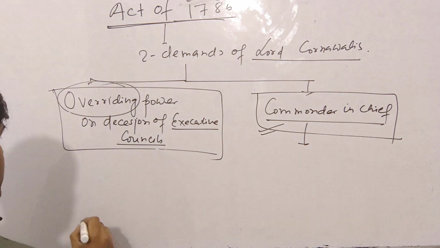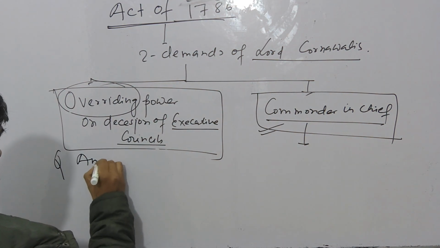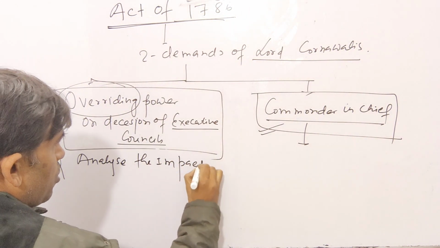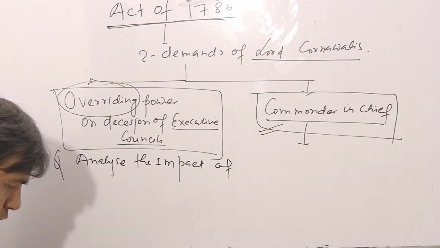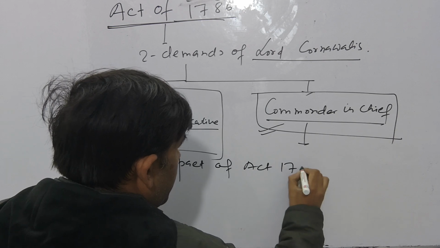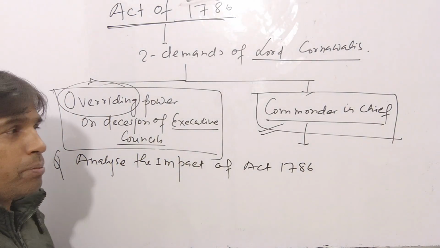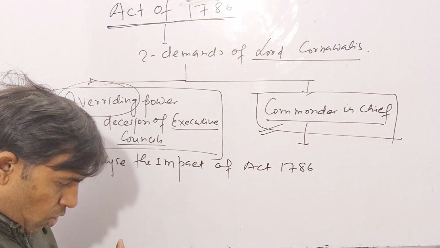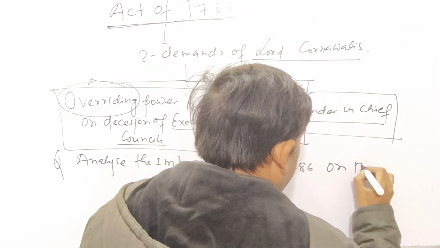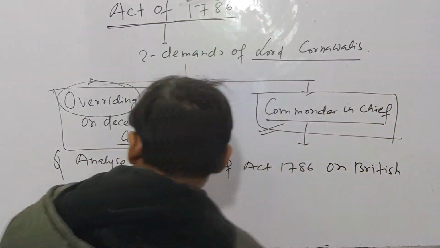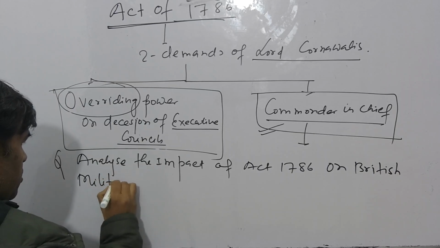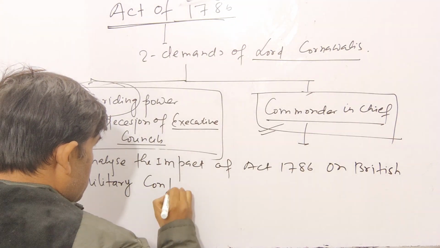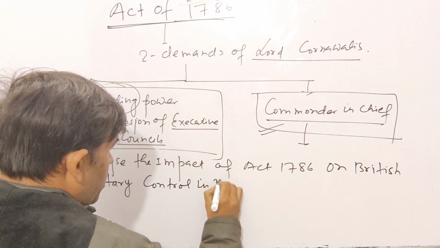The question was, analyze the impact of the Act of 1786 on British military control in India. This is a question from UPSC Mains General Studies.